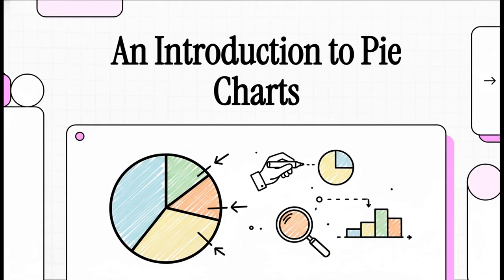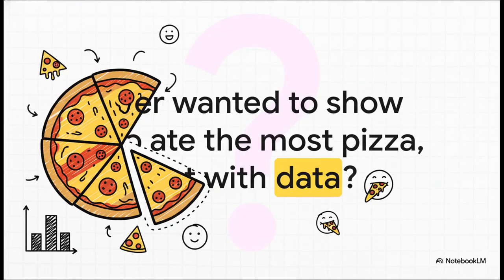Let's jump right in. Just think about it like this. A pie chart is basically just a pizza for your data, right? It's a super simple way to see, at a single glance, who got the biggest slice, or in this case, which category is taking up the biggest piece of the pie.